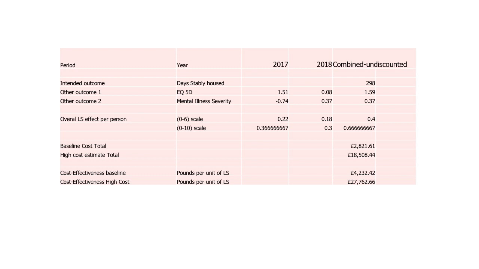If you look at another outcome, this is the EQ5D. This is a measure of mental health. I won't go too much into what it means, but it's one of the key measures that is used in health for cost allocation. That improved slightly. Then mental illness severity, that also improved slightly, which means it got worse.